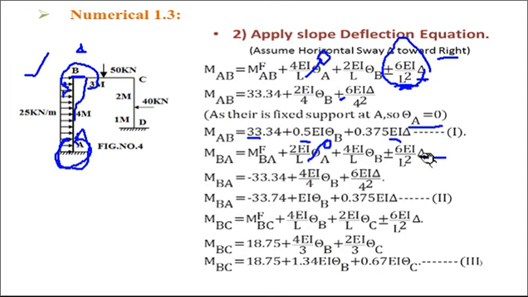Now it is for a column, so delta will be there. You remember, delta will be there in case of a sway frame, and this delta is there in a column. The column is going to deflect. Okay.